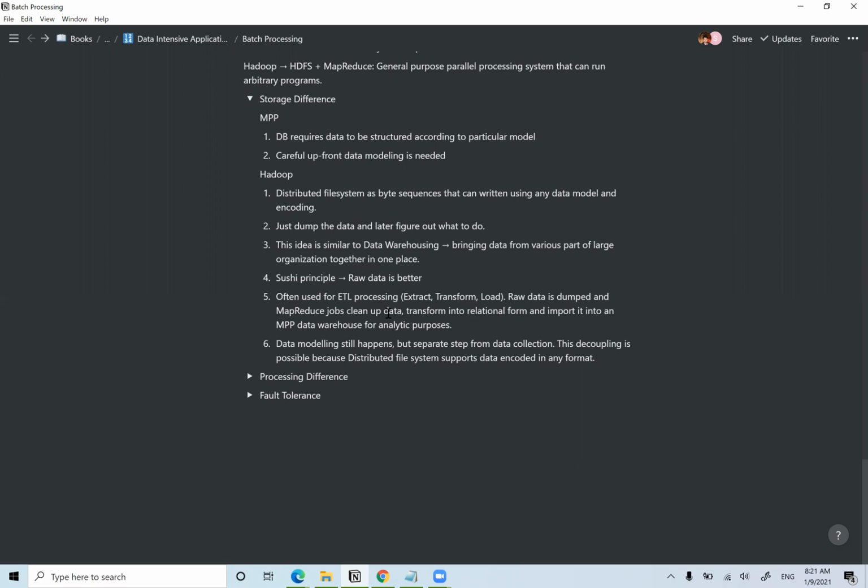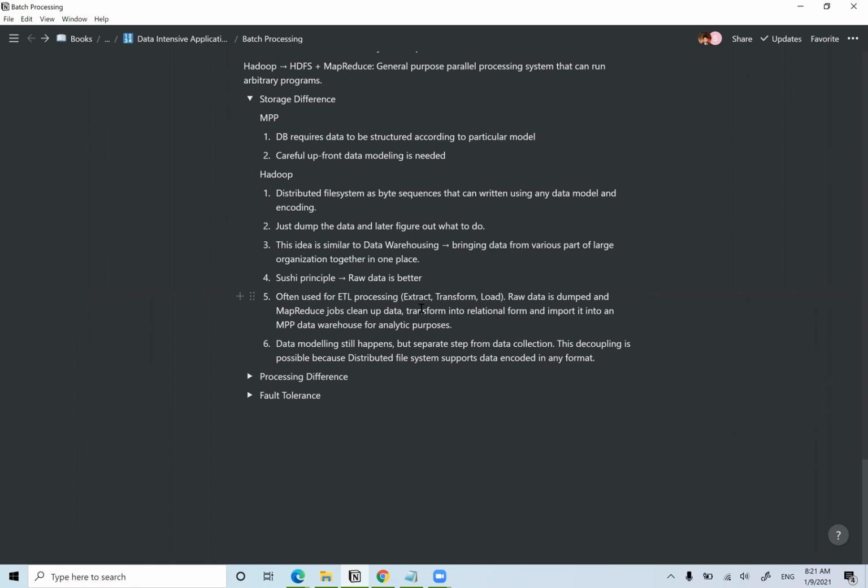So you transform it by running some MapReduce jobs to make sense out of that data, and then you load it. So basically you store that data. Now this transformed data is useful to you. It has some useful information, so you will load that data in some MPP kind of database, because now your data is in a more organized and structured way.